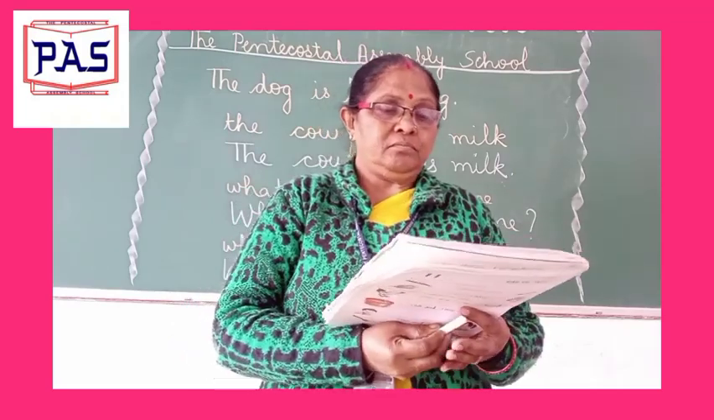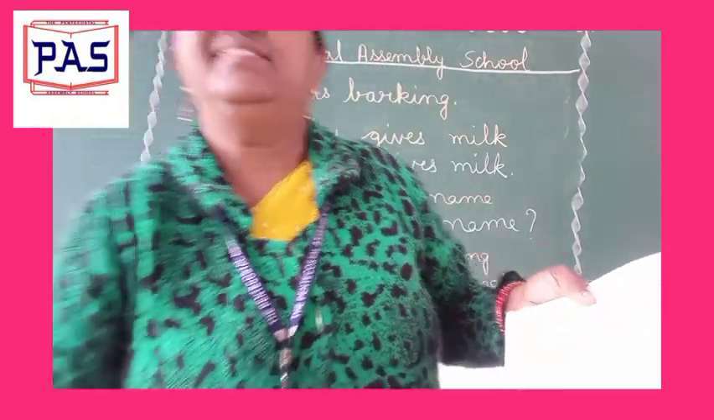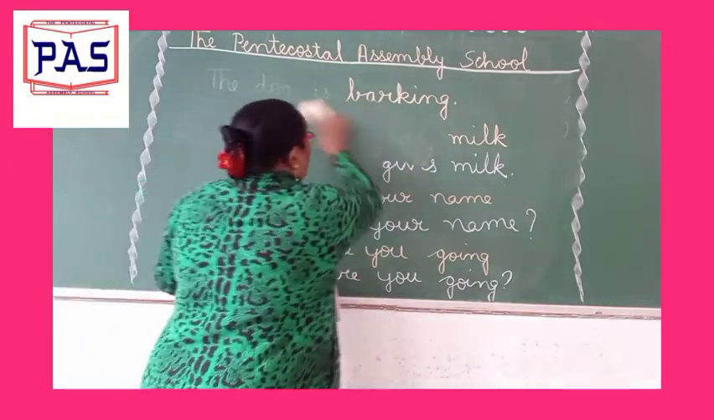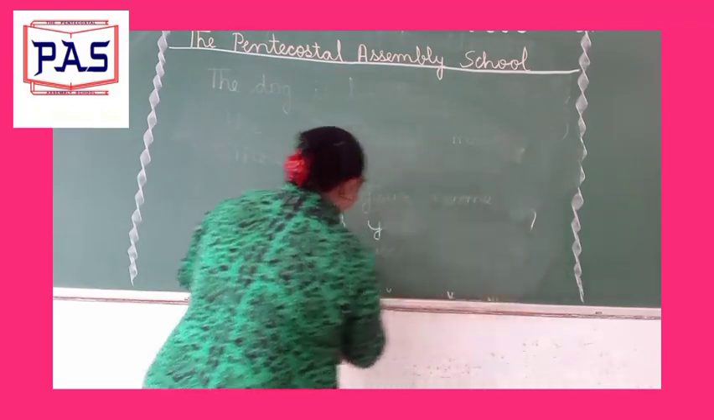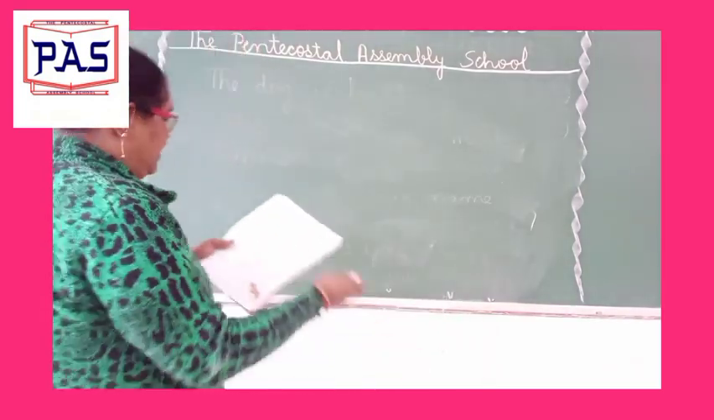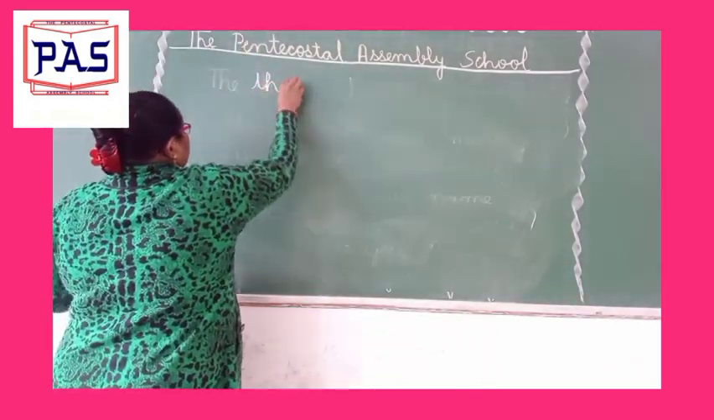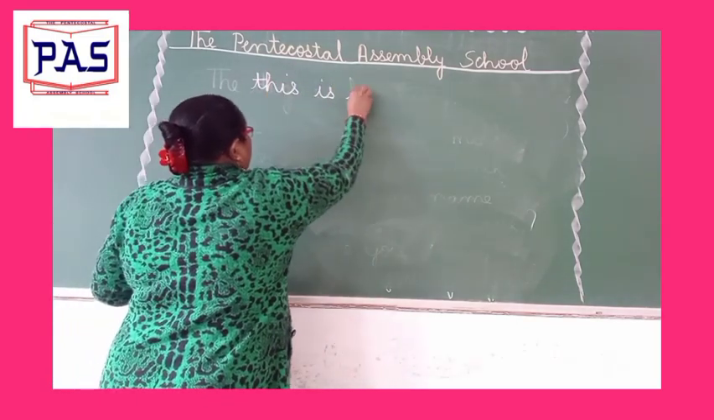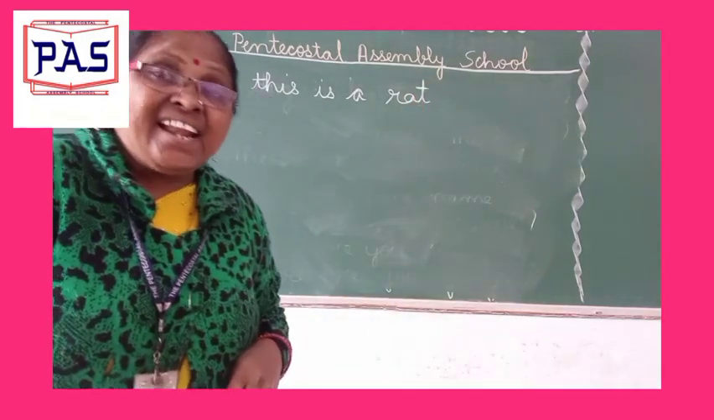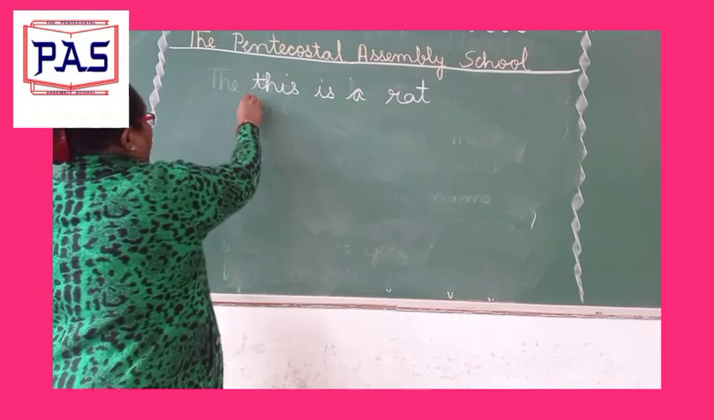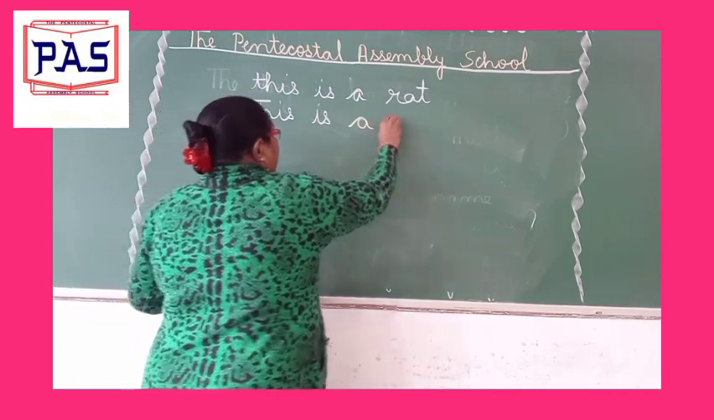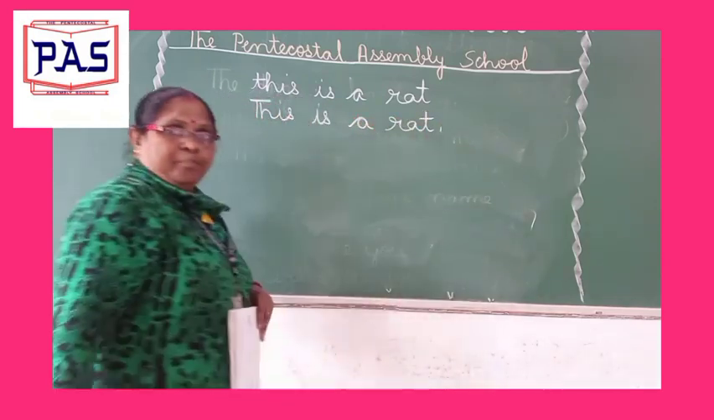Now children, there is a small exercise in the book. Let us do it. Look here on the board, children. All of you, look on the board. The small exercise is, this is a rat. So the correct sentence is capital letter T. This is a rat. Full stop.